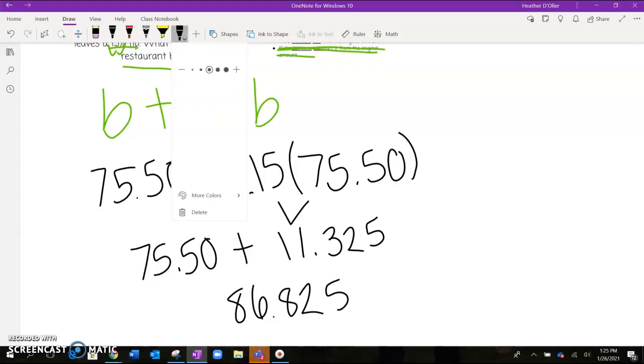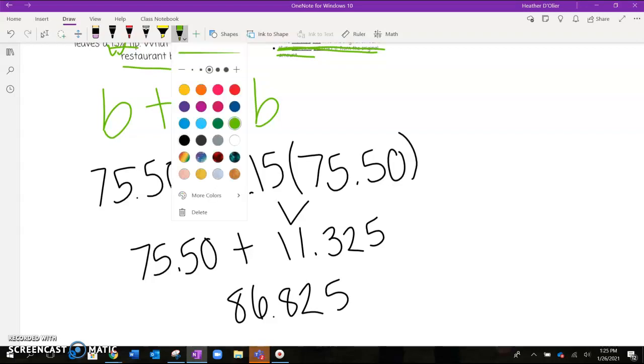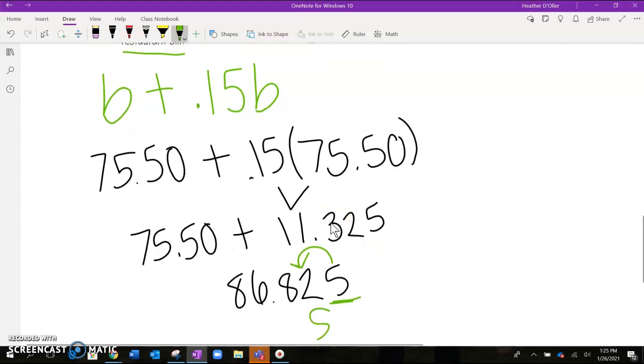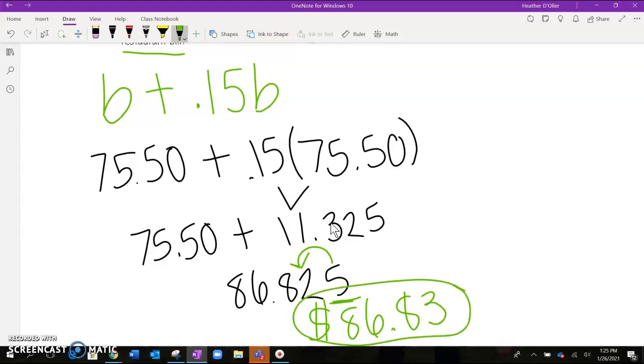But again, that's funky. This 5 shouldn't be there. We don't have three decimal places in money, so that means I've got to round it. The 5 is either going to round that 2 up or keep it the same. I like to say 5 and up, round up, 4 and less, let it rest. So this is going to end up being $86.83 because that 5 rounded our 2 up.